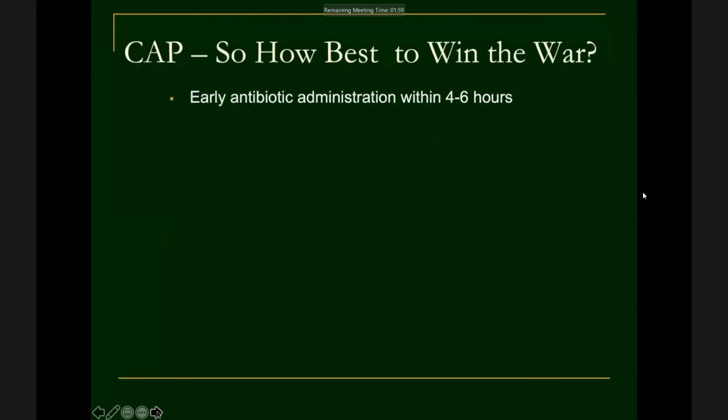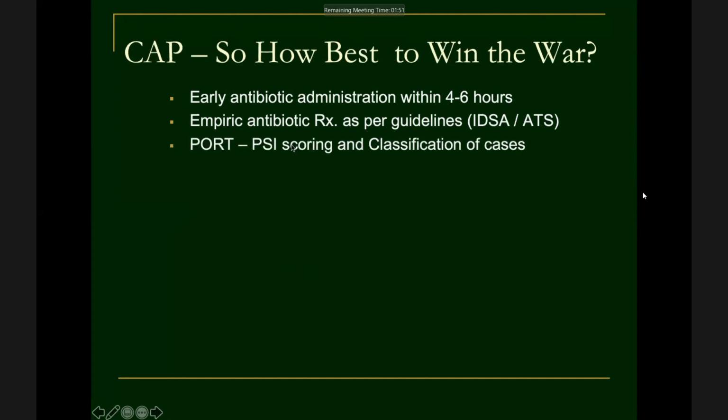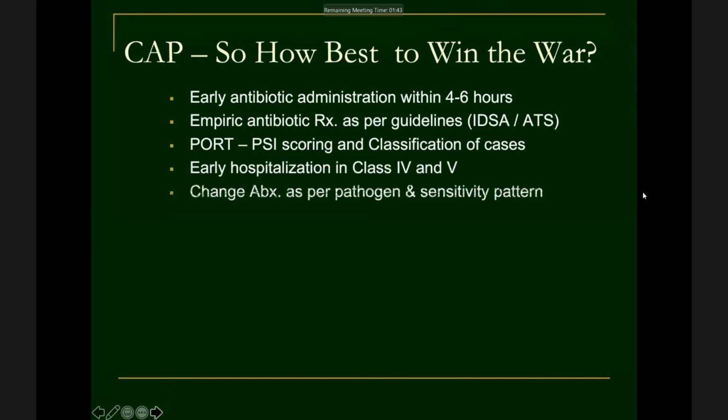So how to win the war is early antibiotic administration within 4 to 6 hours, empiric antibiotic treatment as per guidelines. Okay, so that's mainly the treatment goal. You can use the PORT or PSI scoring, or you can use the CURB-65, which is mainly the thing that you are using. So we are not going to use the PORT, we are using the CURB-65. CURB-65 of 3 and 4 requires ICU care, and change antibiotics as per pathogen and sensitivity pattern.